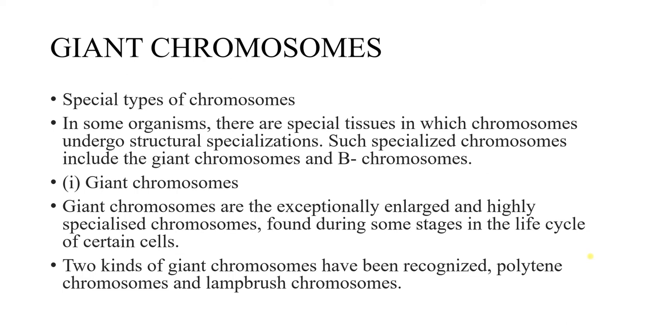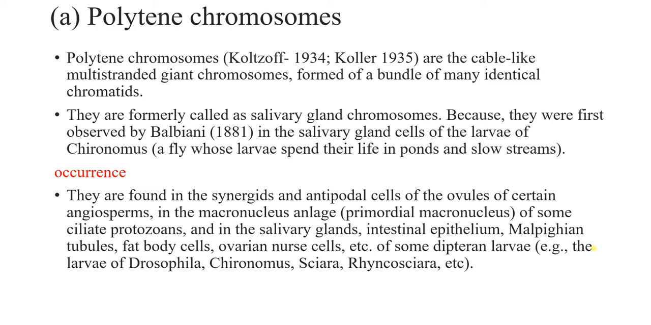Giant chromosomes are the exceptionally enlarged and highly specialized chromosomes found during some stages in the life cycle of certain cells. Two kinds of giant chromosomes have been recognized: polytene chromosomes and lampbrush chromosomes. Polytene chromosomes are the cable-like multi-stranded giant chromosomes formed of a bundle of many identical chromatids. They are also called salivary gland chromosomes because they were first observed by Balbiani in the salivary gland cells of the larva of Chironomus.